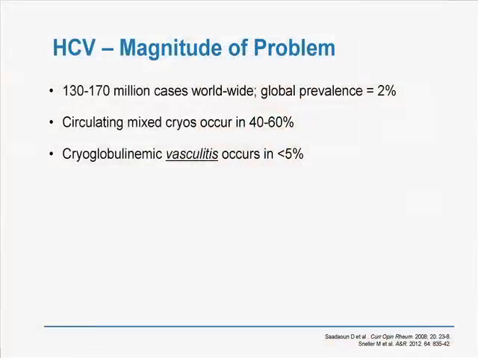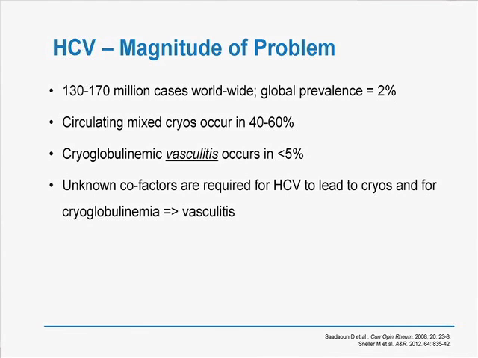So you have hepatitis C, and you have a unique capacity to respond to that hepatitis C. Some of you will make cryos and some of you won't. Well, what about the vasculitis part? Only less than 5% of you who get hepatitis C will make cryos and have vasculitis. So there are a number of cofactors that we don't understand, that we don't have a handle on yet, that set the stage for getting cryo hepatitis-associated vasculitis beyond just getting the virus.